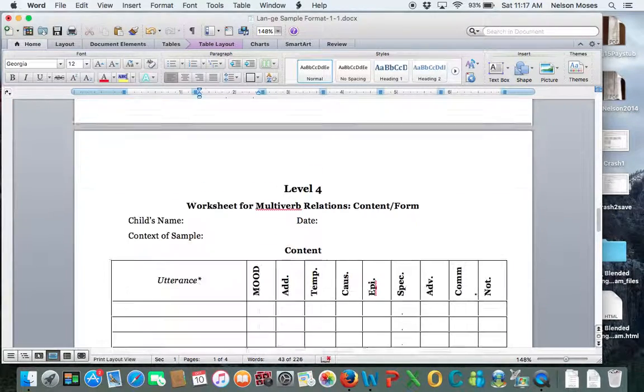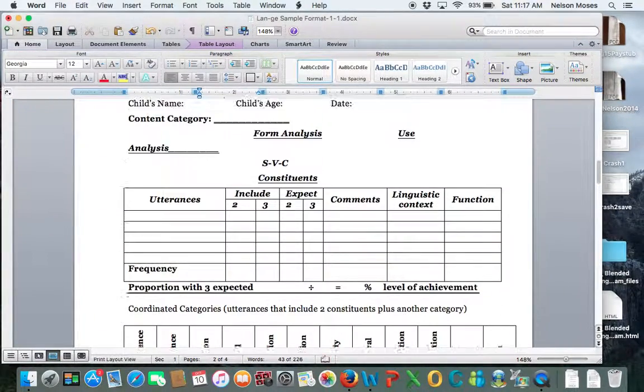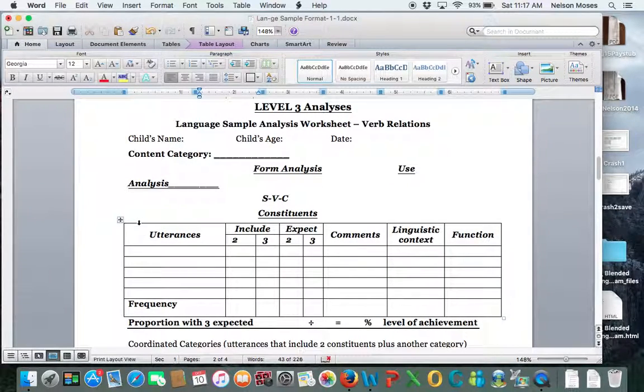Level 3 utterances, which will be placed on the worksheet that we'll discuss in a minute, involve one verb. One verb. So a single verb with its arguments, that is, with its subject and complement. So an example of that would be, I want a kitty cat. That would be a level 3 utterance. It would go to the level 3 analysis sheet.